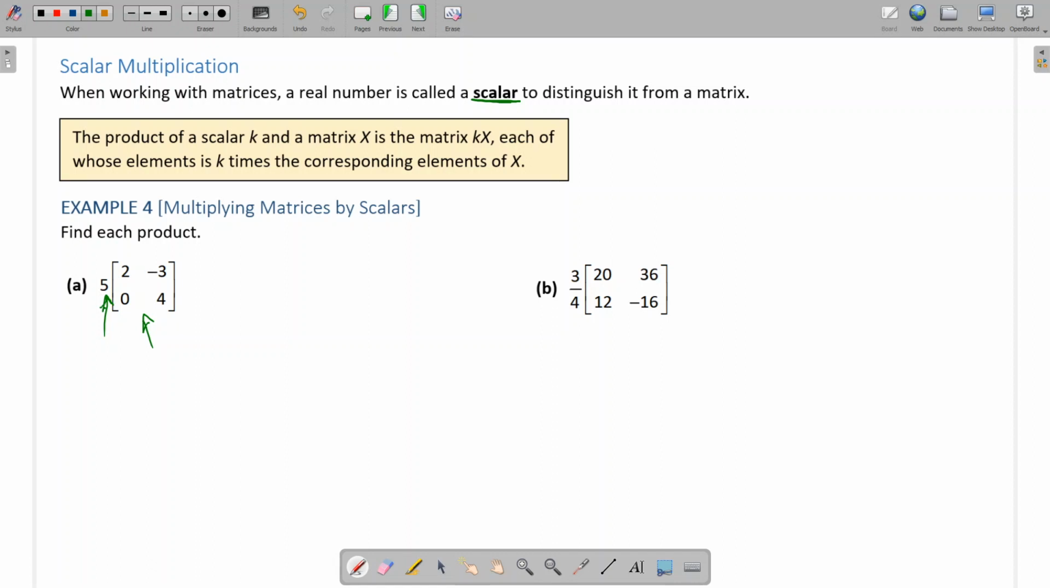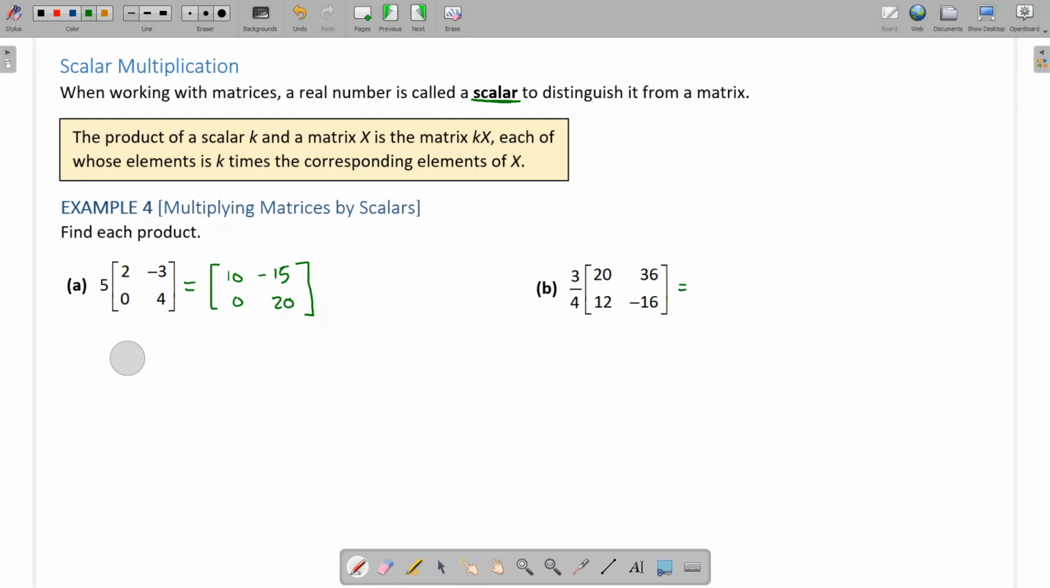You can think of it like it's changing the size of the matrix. It's scaling it up or scaling it down. So the way we do scalar multiplication is exactly as you'd expect. If I'm going to do 5 times that matrix, I just multiply every element inside the matrix by 5. So it's 10, negative 15, 0, and 20. We've scaled it up. Every element gets multiplied by that number.